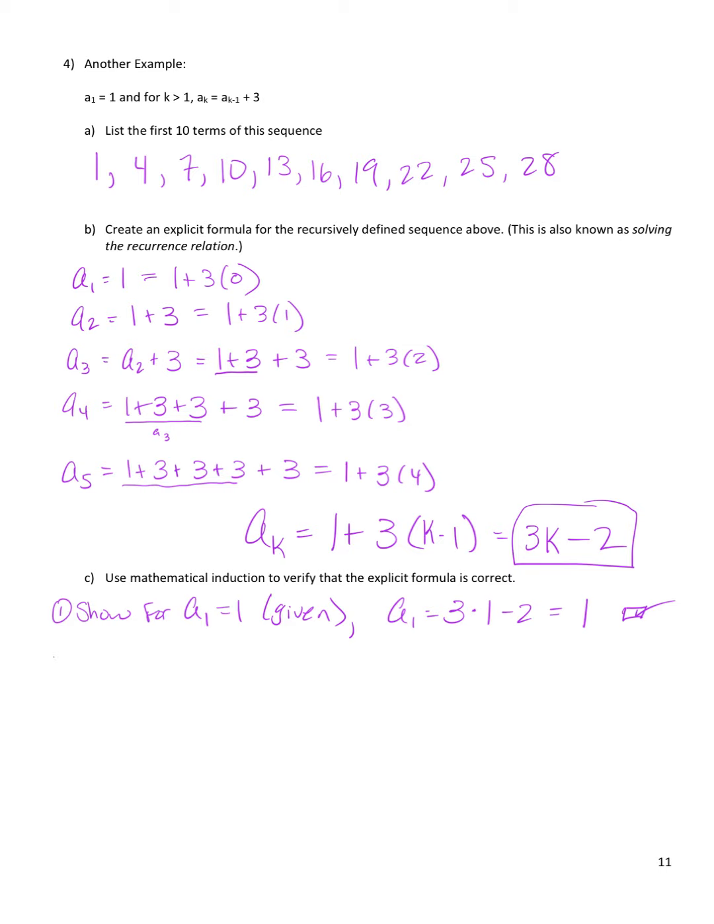Step 2 is the induction step, and I have to suppose that it works for a generic k. So suppose it's true that A sub k equals 3k minus 2. And I need to show that a sub k plus 1 would be 3 times k plus 1 minus 2. And if you simplify that, just a quick distribute and combine like terms, we'd get 3k plus 1. So this is what I'm looking to show.